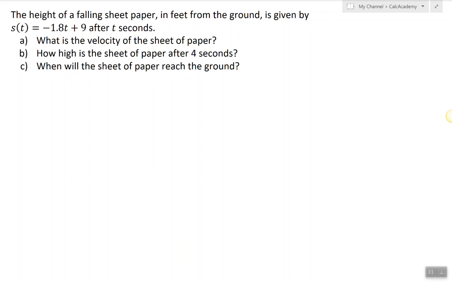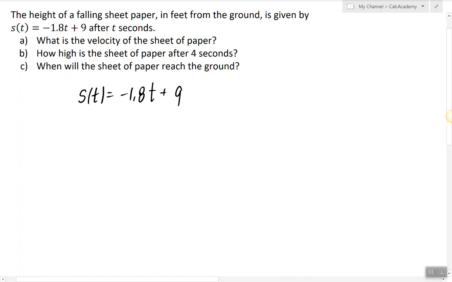In this video, I will show how to use a linear function in an application. Here we have a function s of t equals negative 1.8t plus 9, where s is the height of a fallen sheet of paper and t is the time in seconds. First, let's try to understand what's what in this equation.